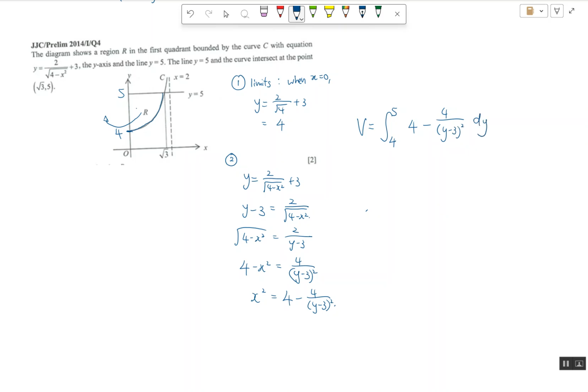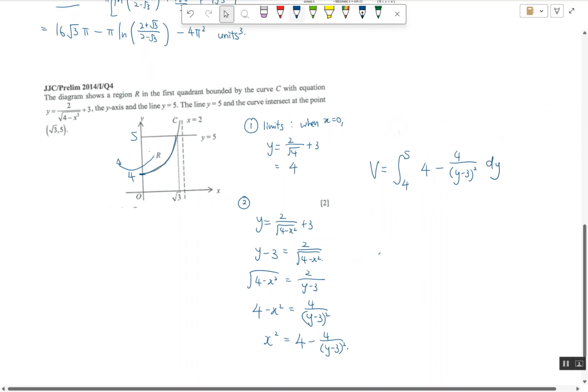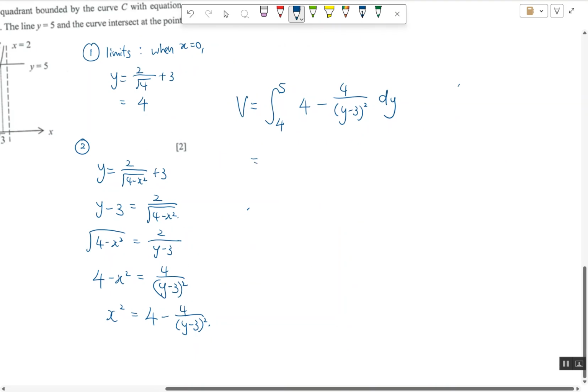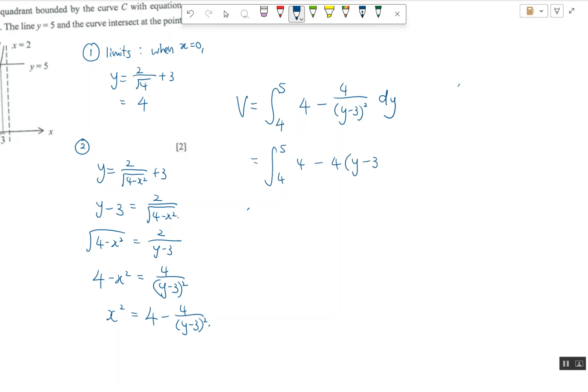When I do dy, everything over here must be in terms of y, and since it's already x squared, I don't need to square it again. Yeah, so be careful. The integral of this is pretty straightforward. Maybe you can bring this up first. y minus 3 to the power of negative 2 dy, and you're going to get 4y minus 4.